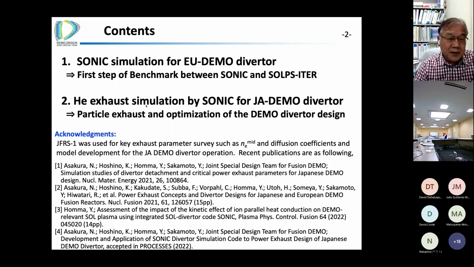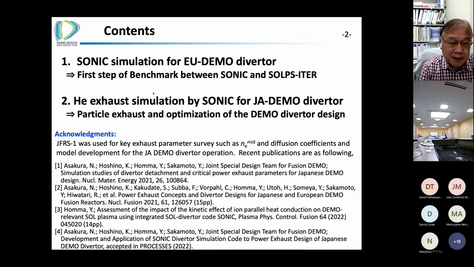I do not have a good introduction, but the first talk is related to the benchmark of SONIC and SOLPS-ITER. In DDA phase 2, we started the benchmark of SONIC and SOLPS for both the EU and JA DEMO. This is the first step of this benchmark work, because the EU DEMO has a lower power exhaust compared to the Japanese DEMO. So this is the first part of the presentation.